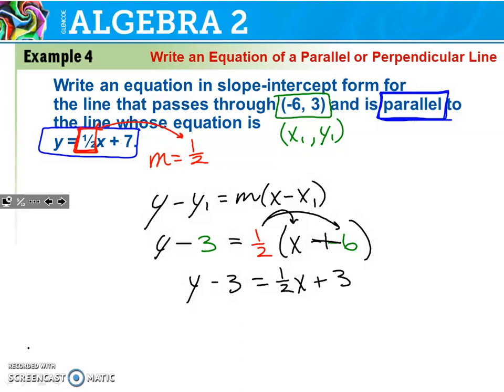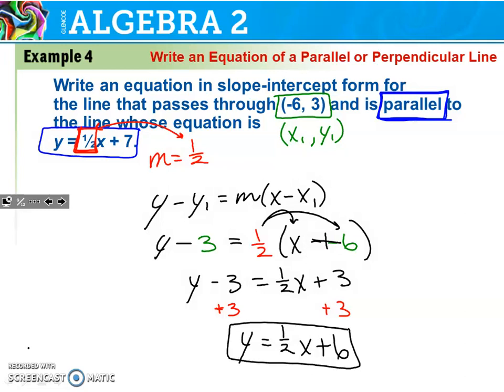Get y by itself, so I can add 3 to both sides. That gives me y equals 1/2 x plus 6. And that's how you find the line that is parallel.